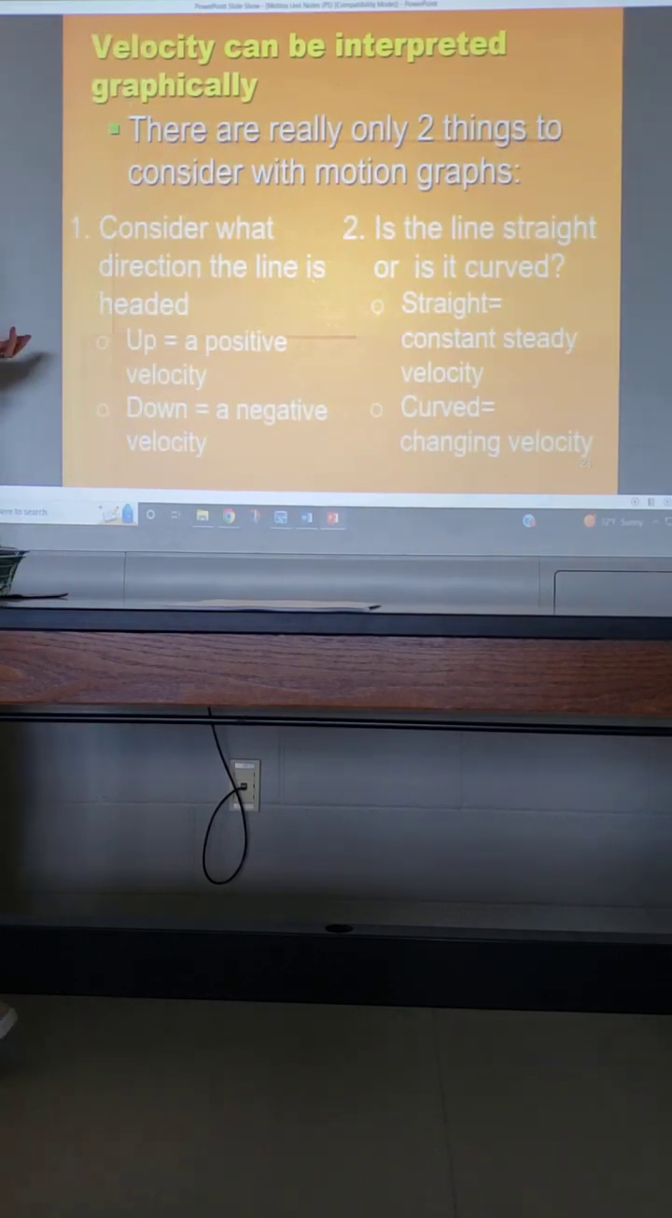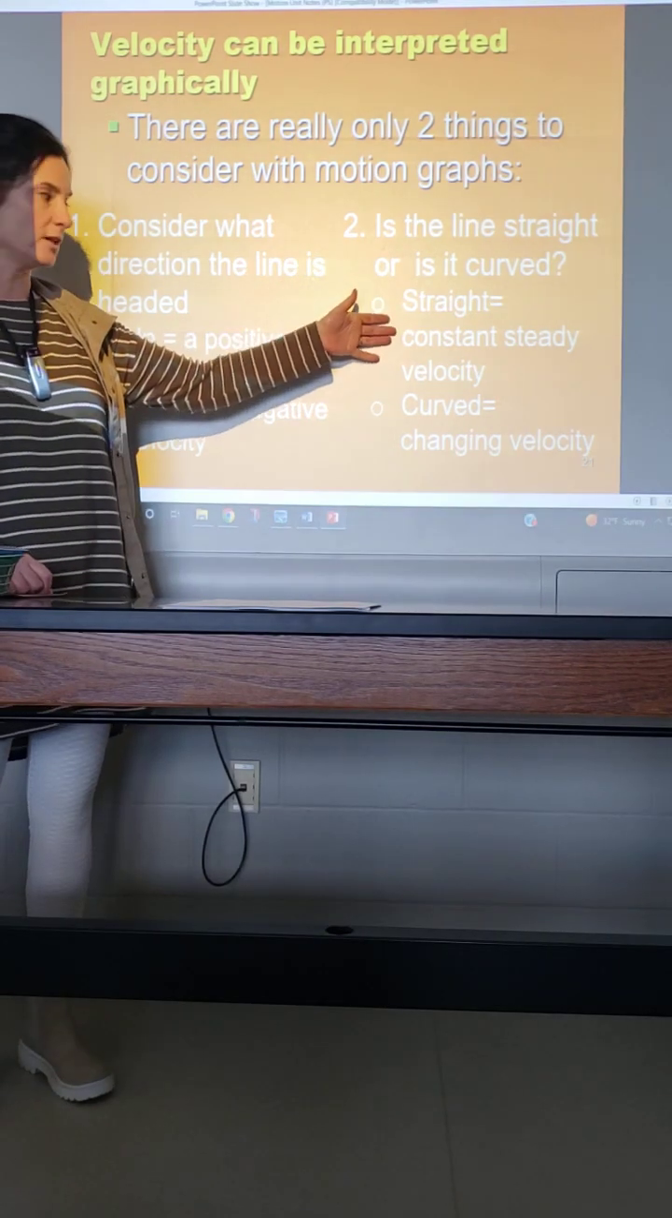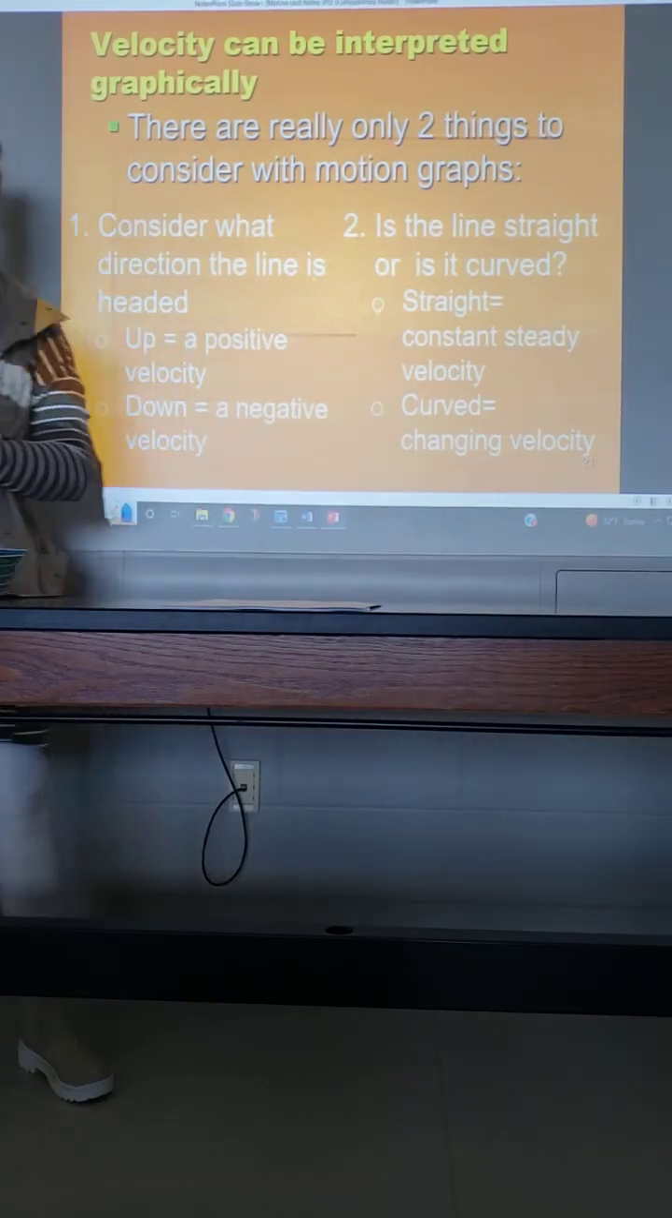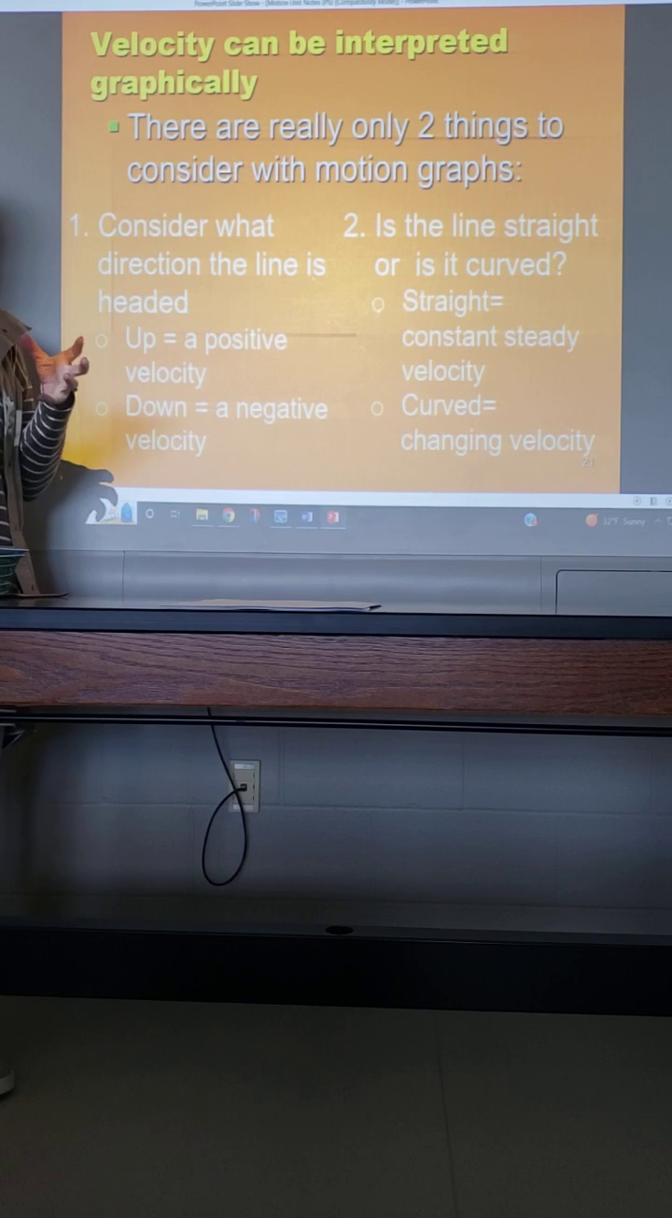So really there's only two things that you have to consider when you're talking about motion graphs. You have to pay attention to what direction the line is headed. If it's up, it's a positive velocity. Down is going to be a negative velocity. Is the line straight or is it curved? Straight is going to be constant velocity. Curved is going to be changing. So this is a really nice summary of what we spent last week on.